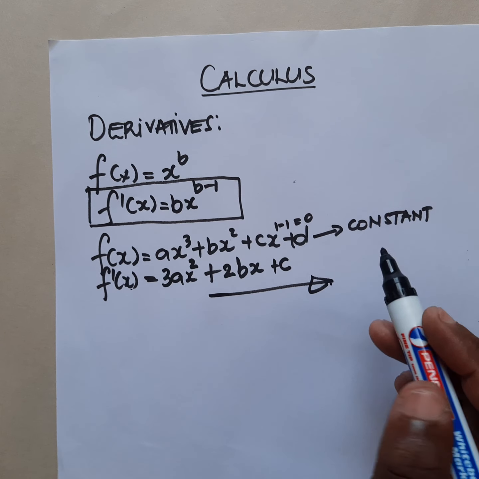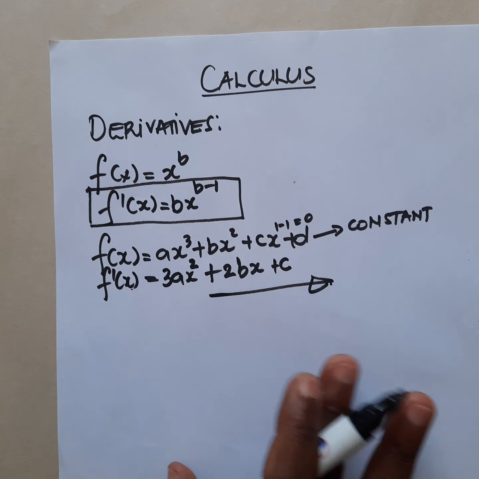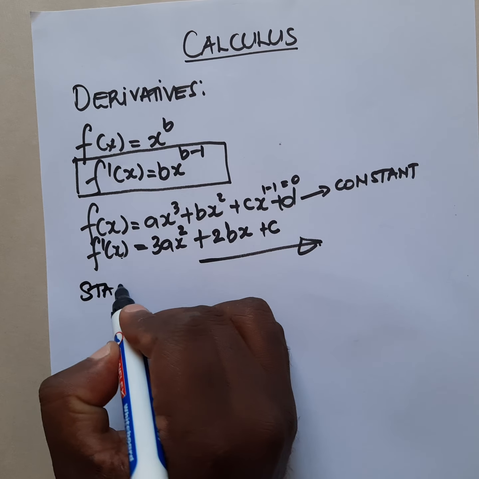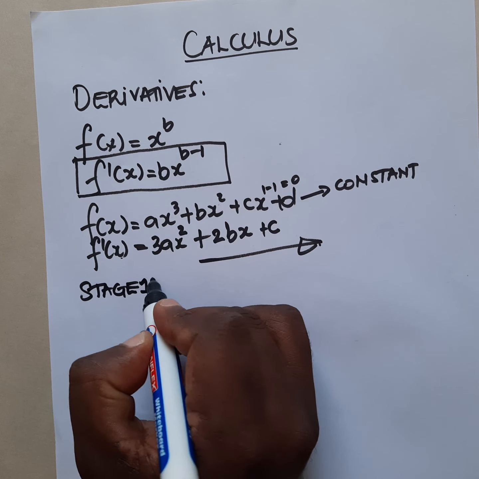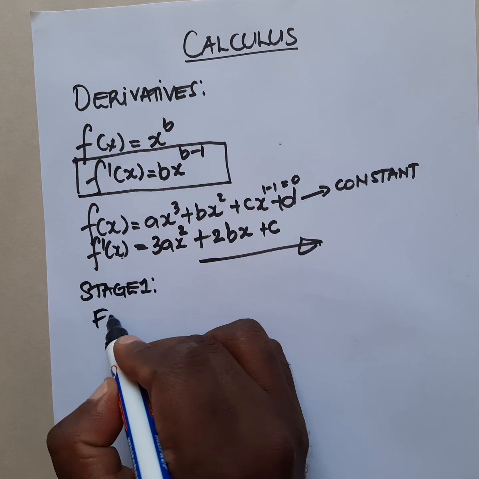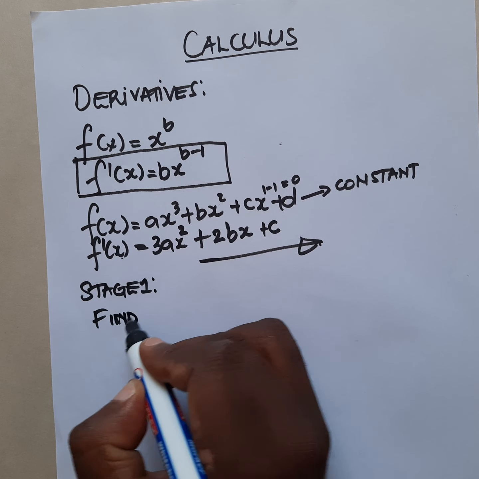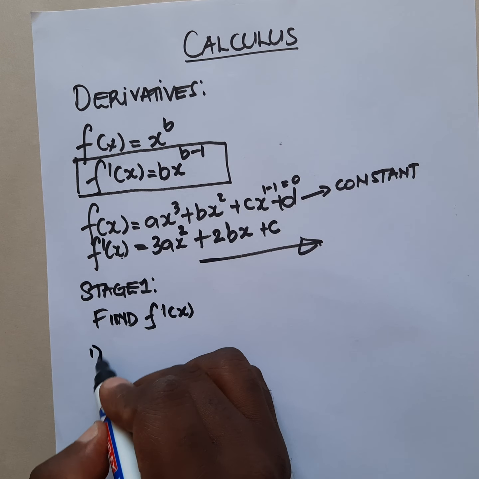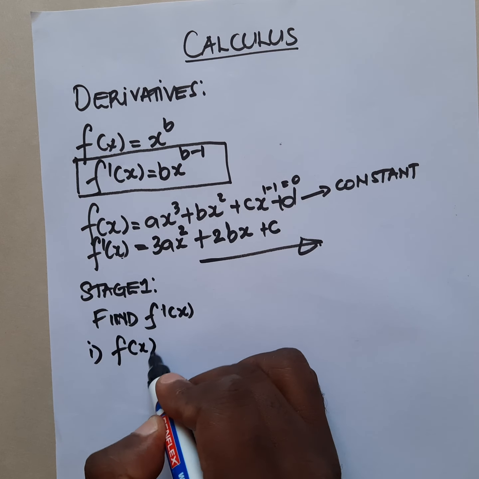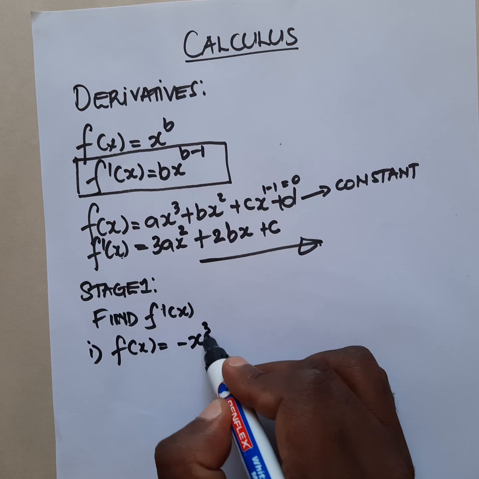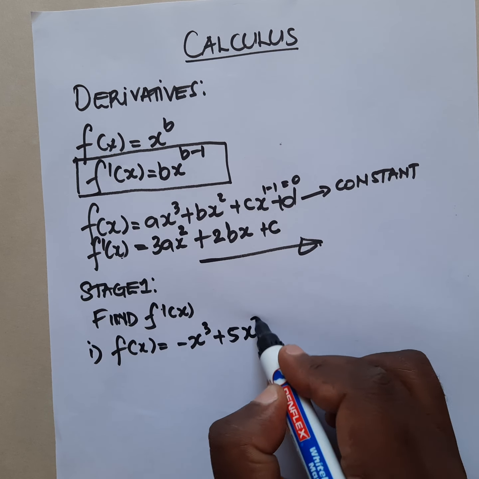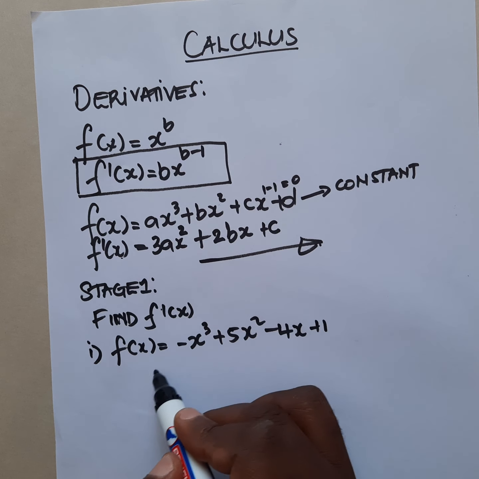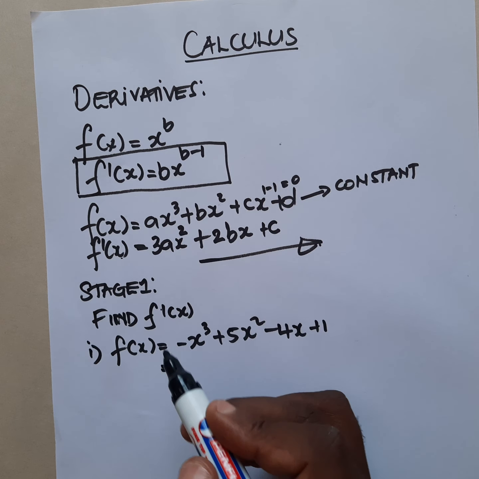Okay, we are going to start from stage 1. Let's call this stage 1. Stage 1. Find f prime of x. Number 1, if you are given f of x is equal to minus x cubed plus 5x squared minus 4x plus 1. Okay, let's find the derivative of f of x here.